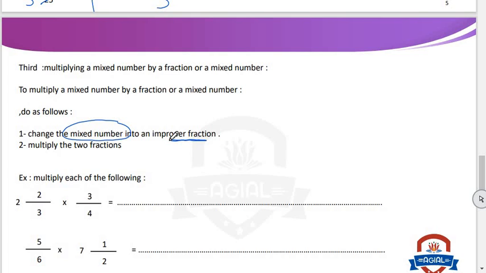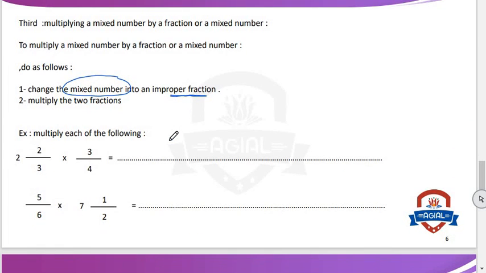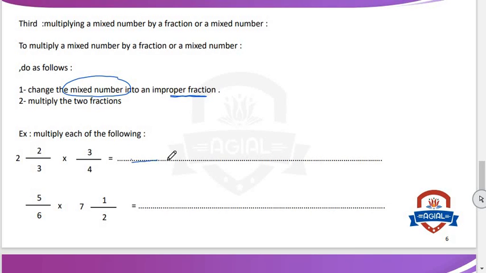Okay, let's see. Multiply each of the following. 2 and 2 over 3 multiply 3 over 4. We must change this mixed number to an improper fraction and multiply. 2 by 3 equals what? Who can say? Super, 6. 6 plus 2 equals what? Super, 8. Over the same denominator 3. Multiply 3 over 4. 3 over 4 equals?